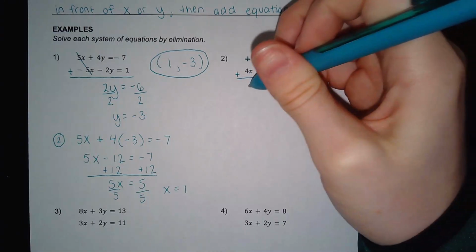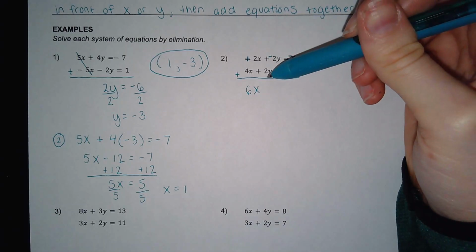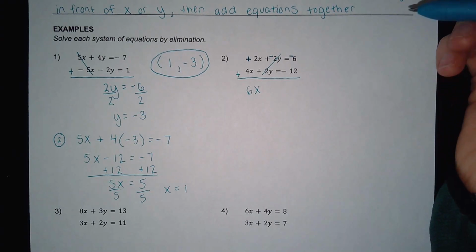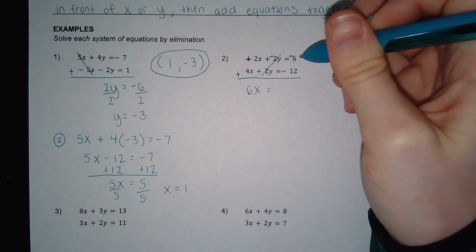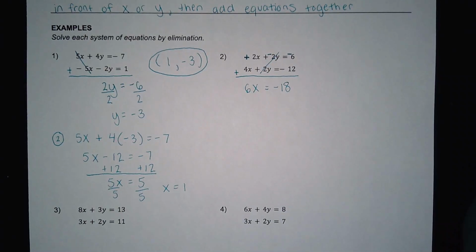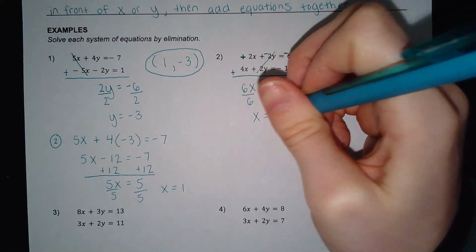2x plus 4x is 6x. If I add negative 2 plus 2, negative 2 plus 2 is 0, so my y's are eliminated, they go away. And then negative 6 plus negative 12 is negative 18. We'll divide by 6, so x will be negative 3.